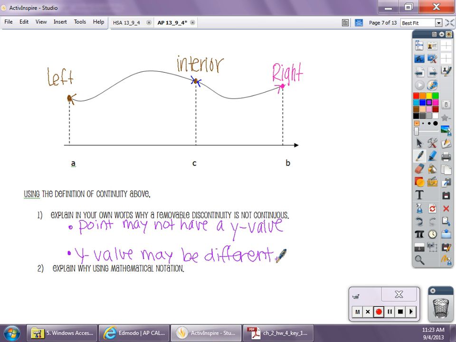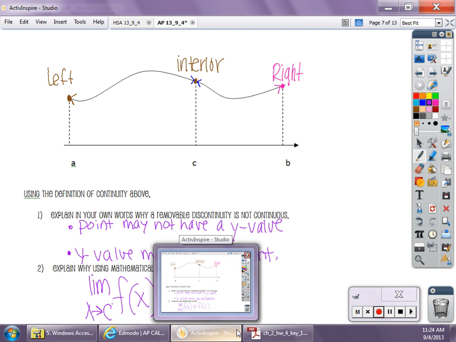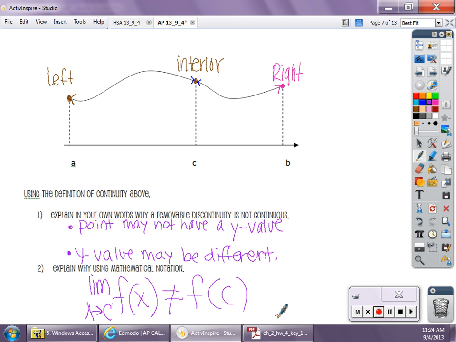All right. Explain why using mathematical notation. This is really easy. It's because the limit as x goes to c of f of x will not equal f of c. It's a great thing about math definitions. You get to just put a not equals. All right? I do that so that it forces you to know your definitions, it forces you to know the words that we use, and it forces you to know the math notation. That's why I kind of make you rewrite it.